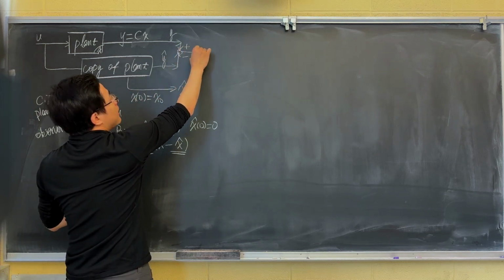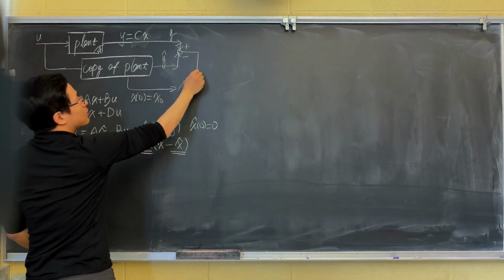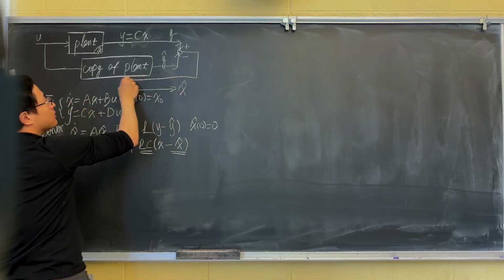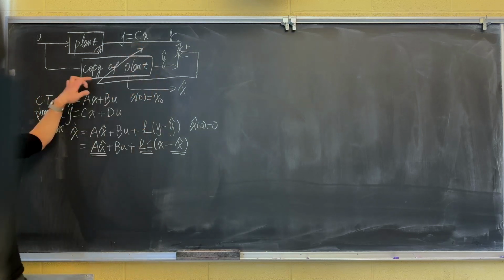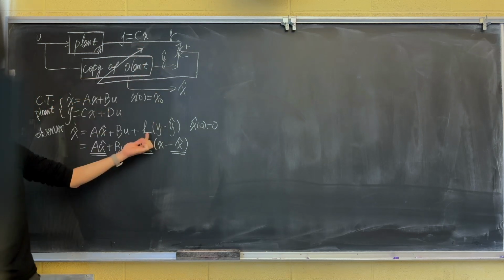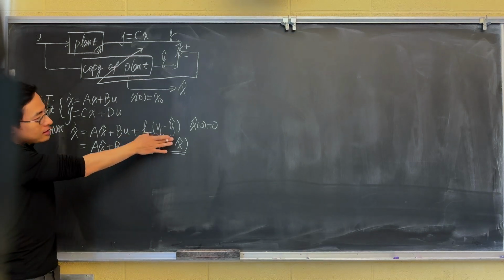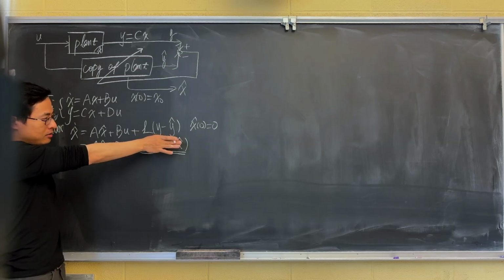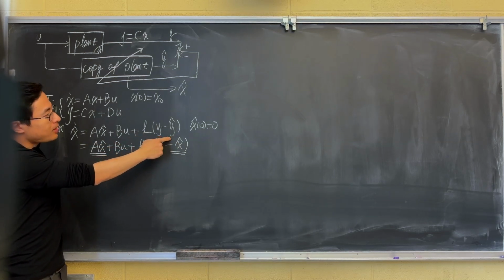But in reality there are usually differences, and we use this error to drive this copy of the plant. So we use this error to drive the observer state estimation like this. It's a simple static gain multiplied with the error between the actual output and the estimated output.